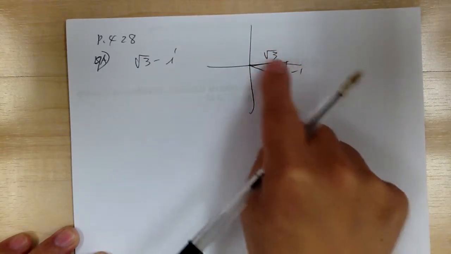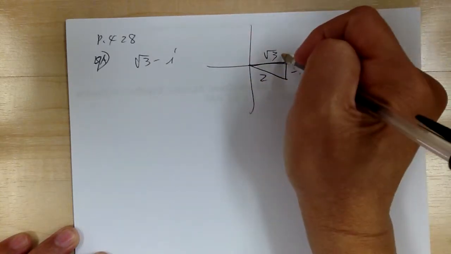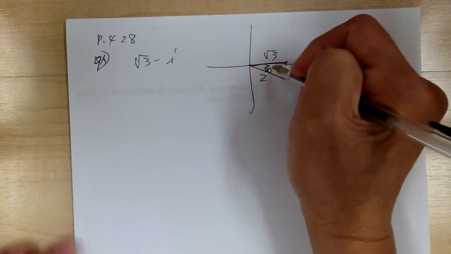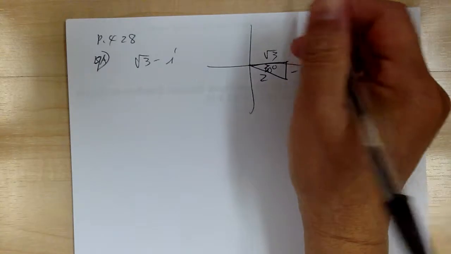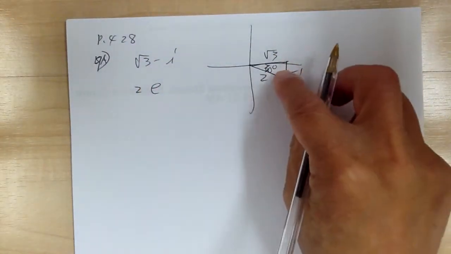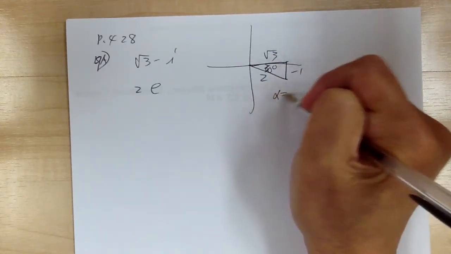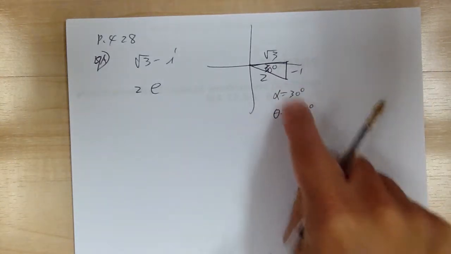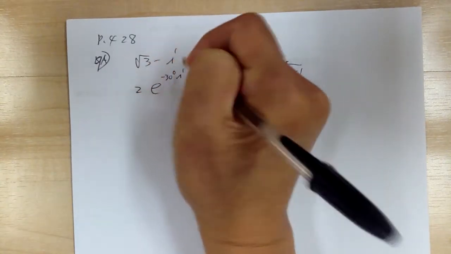So from here you have a 30-60 special triangle. So this is 2, and this is going to be your 30 degrees. They want you to, so this will be negative 30 degrees. So the length is 2 and the angle: this is your alpha, but the theta, in this case alpha is 30 but theta equals negative 30. So you've got to know the difference between the two. So it will be 2 e to the negative 30 degrees i.